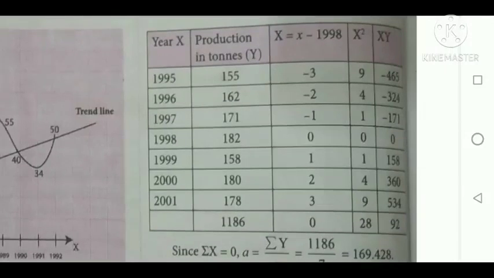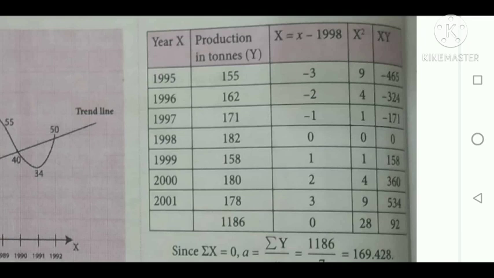First write the year as it is and production in tons, and the capital X is nothing but take the middle year. Here there are 7 years, so the middle year is 1998. Take the middle year as assumed mean. So capital X equals small x minus 1998. For example, here small x represents 1995. So 1995 minus 1998 we are getting minus 3. Then 1996 minus 1998 we are getting minus 2. 1997 minus 1998 we are getting minus 1. 1998 minus 1998 means it is 0. So likewise we are finding the capital X value.